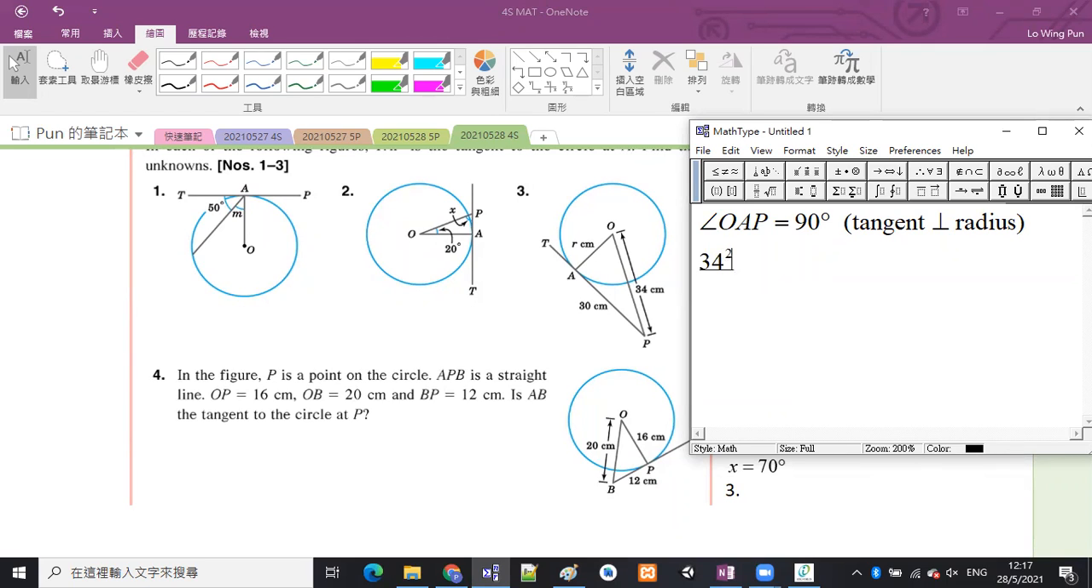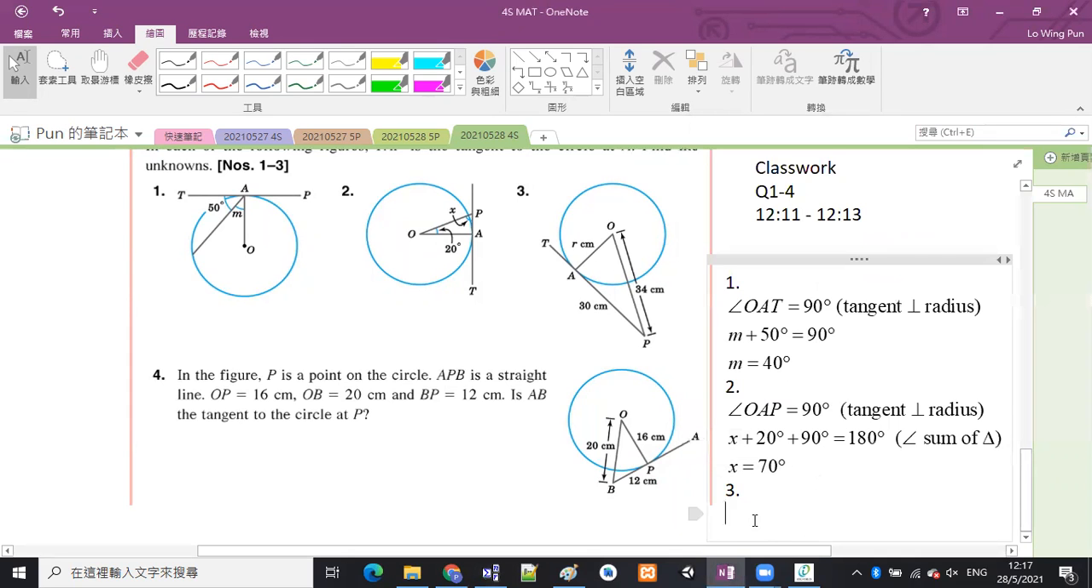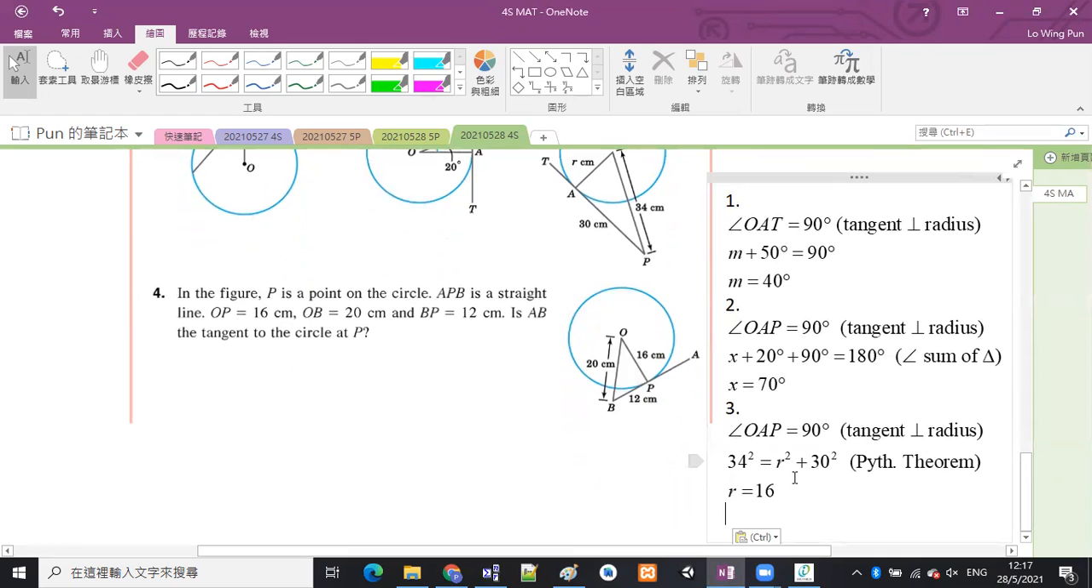So for the Pythagoras Theorem, we have 34 square is equal to r square plus 30 square. This is Pythagoras Theorem. And then r should be equal to, so I think it should be 16, right? 16. Yes. Are you correct? Okay. Number 4.